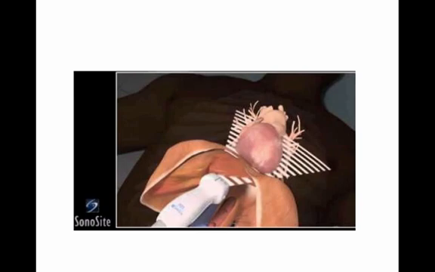Now, the most difficult part new learners have with this particular view is understanding the spatial orientation of the probe beam in relation to the anatomic structures and how that image is displayed on the ultrasound screen. Let's try to understand that spatial orientation by using stylized diagrams provided by Sonosite.